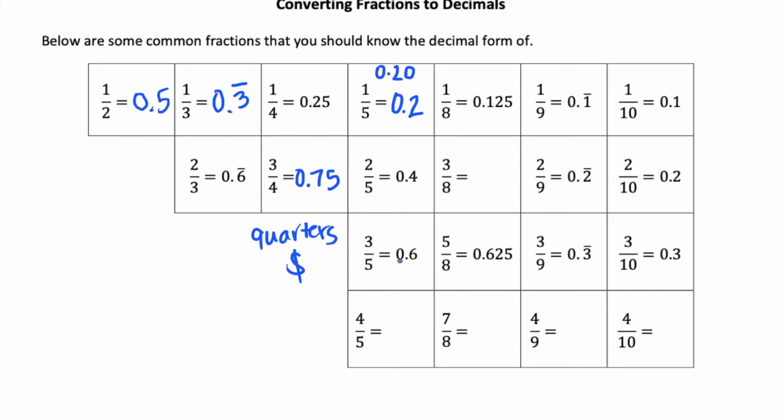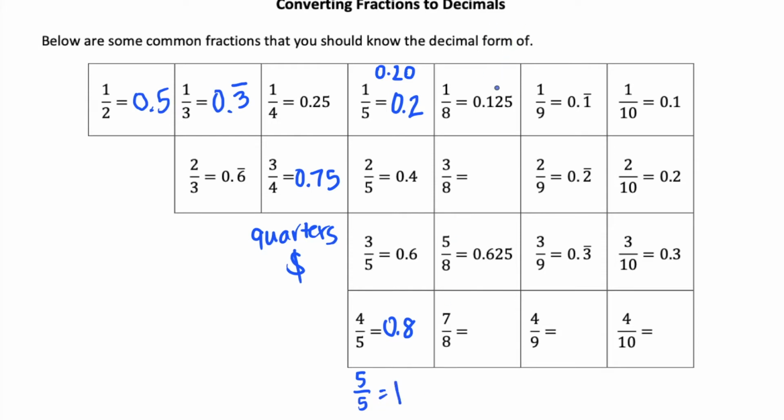If I have 3/5 of a dollar, I would have 60 cents. And hopefully you're seeing the pattern that if I had 4/5 of a dollar, I would have 80 cents, or 8/10. So those are all of our fifths. If you would have at the end 5/5, of course that would become one whole.